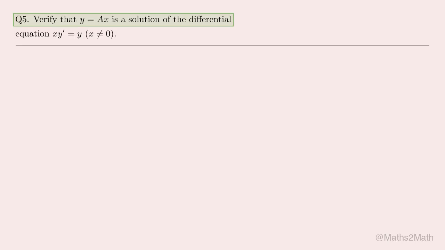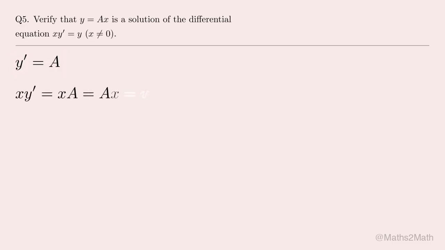Question 5. The family of lines through the origin. Differentiate as often as needed, substitute, and watch both sides agree. One derivative. X times a is a x, which is y.